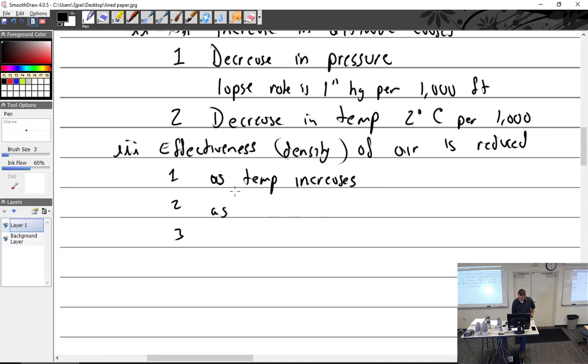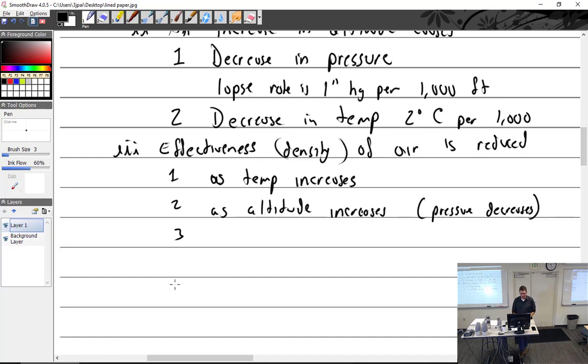What else we got? Altitude. As altitude increases, which is the same thing as saying pressure decreases. Pressure decreases.